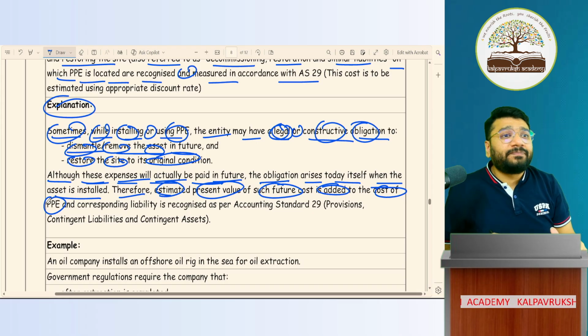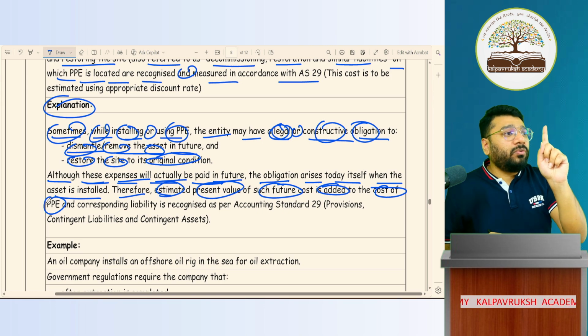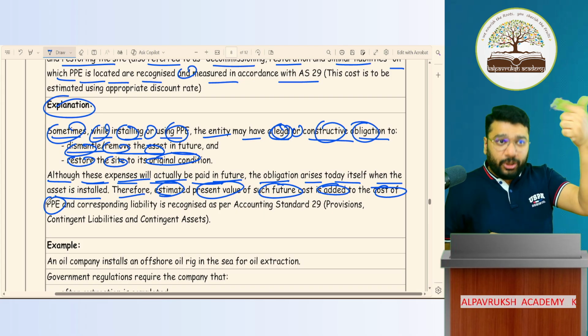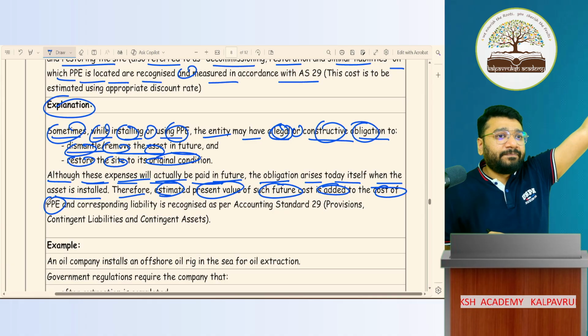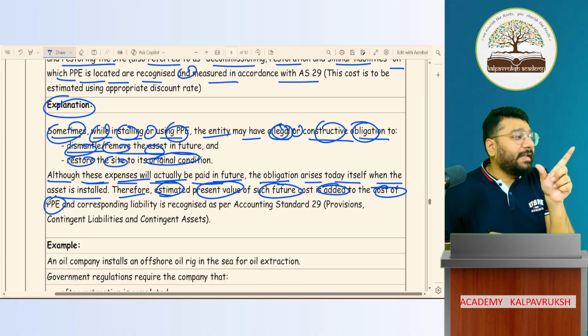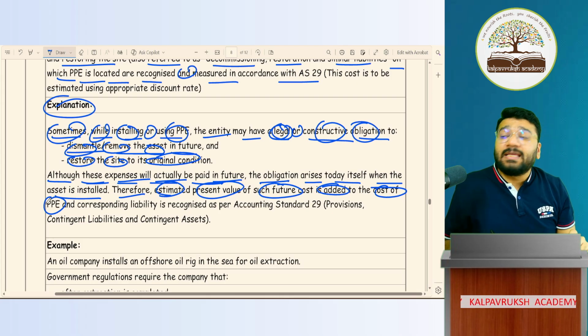What is the meaning of provision? The money that I have to pay in future, the exact amount is not known. I have an obligation to pay the money in future. Today itself the obligation is there. There's a present obligation of future outflow of money. But the amount is not certain. It is uncertain. You have to record that as provision today itself. Who is saying this? Accounting Standard 29 is saying this.